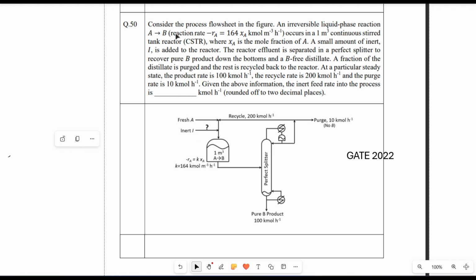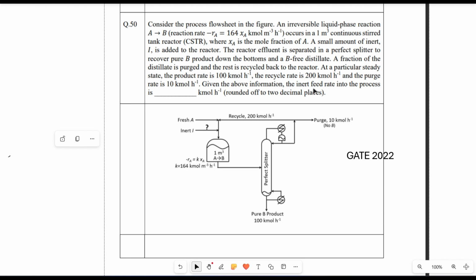It says: consider the process flow sheet in the figure. An irreversible liquid phase reaction A to B, mole conserving, occurs in a 1 meter cube CSTR, where X is the mole fraction of A. A small amount of inert I is added to the reactor. The reactor effluent is separated in a perfect splitter to recover pure B product at the bottom and the B-free distillate. A fraction of the distillate is purged and the rest is recycled back to the reactor.